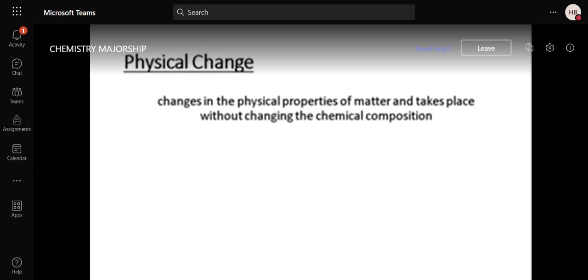So, ano nangyari doon? Yung ice cream pa rin ba? Nag-change ba yung chemical composition niya? No, it's still the same. So, that is just a physical change. I repeat, physical changes are changes that takes place without changing the chemical composition. Ano po ang ma-observe nyo? A change in size, shape, and state.